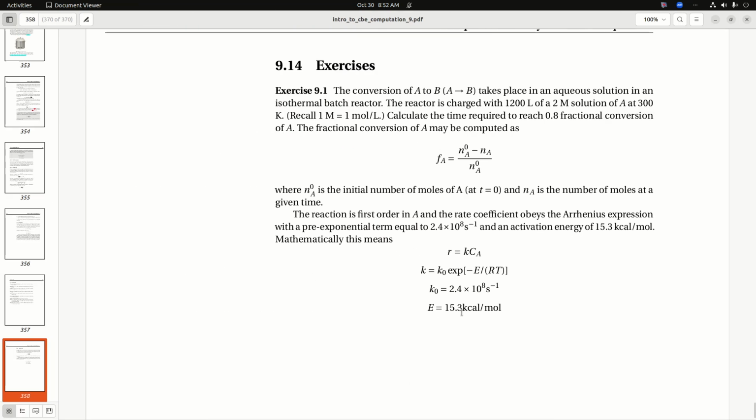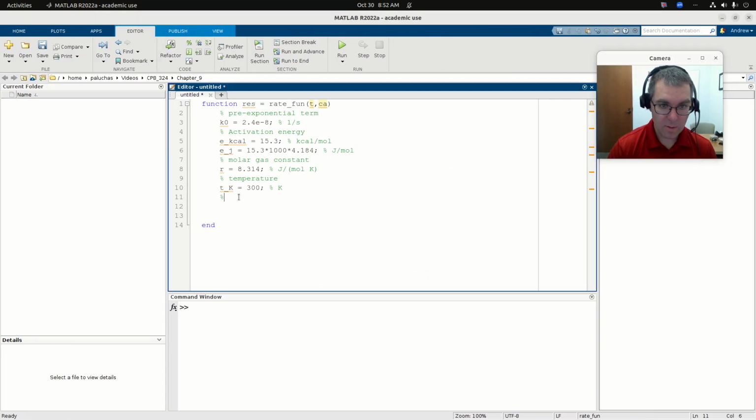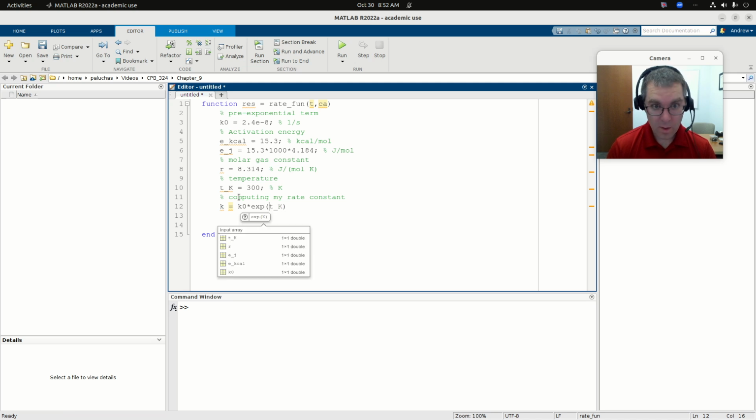Okay, and that should be enough to calculate K. So let me say now, computing my rate constant. Okay, so K is going to be equal to K naught times the exponential of negative activation energy divided by RT. And remember, it's the product of RT, so I need that in parentheses, so R times T, K. Okay, so there's my rate constant.